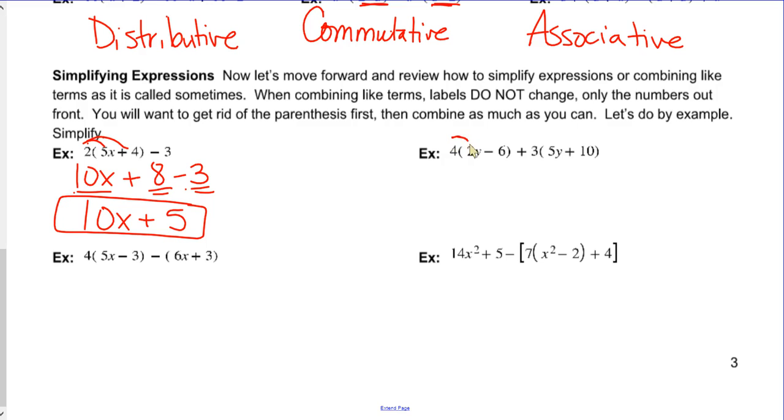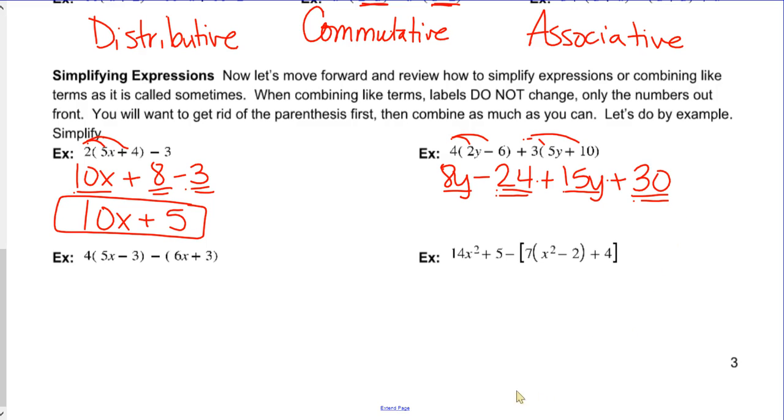Let's do it again. Let's do it twice here with distributing. So I'm going to take 4 times 2 gives me an 8y. Positive 4 times a negative 6 is a minus 24. Then I'm going to take 3 times 5y, which gives me a 15y, and take a positive 3 times a positive 10, which gives me a positive 30. All right. What 2 things can I combine? I'm going to choose to combine this and this. Then I'm going to combine these 2 numbers together.